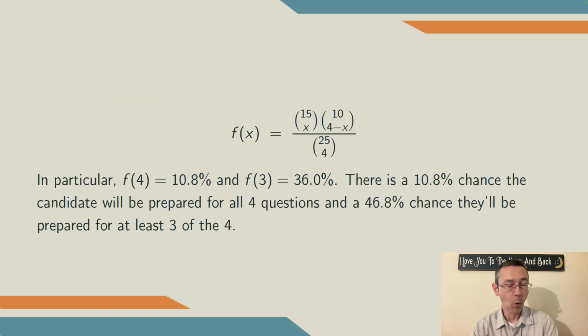We plug in 4, and then we plug in 3 to get the probabilities we need. There is a 10.8% chance that they'll be prepared for all 4. There's a 36.0% chance that they'll be prepared for exactly 3. So that means the probability that they'll be prepared for at least 3 is the sum of those two, so 46.8%.